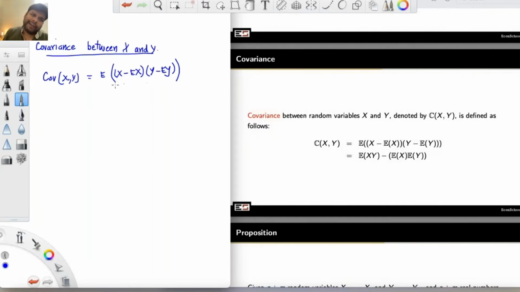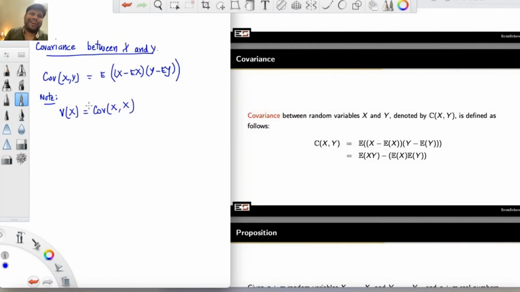And if you remember, variance is actually a special case of covariance. You can think of the variance of X as the covariance of X and X. So if you take the covariance of X with itself, you get the variance of X. Is that fine?